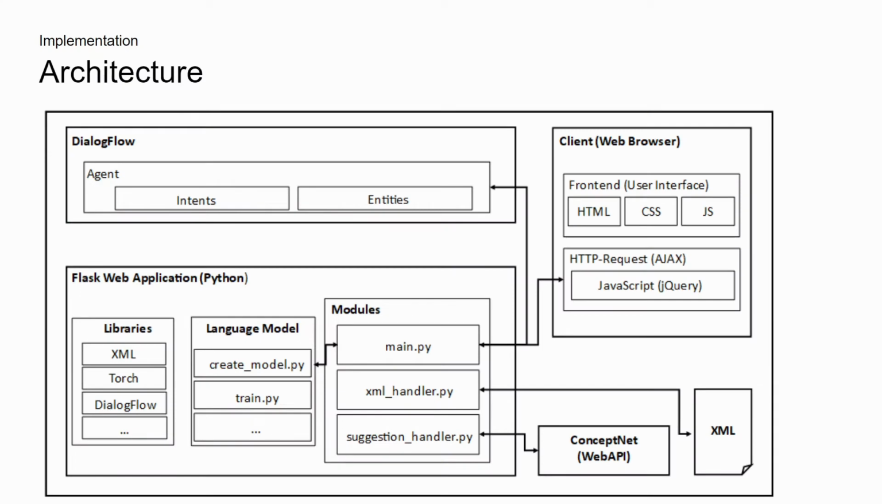Next, we'll give you an overview of the implementation. The implemented prototype was built as a Flask application in Python. It contains different libraries and it integrates the language model within our system. Additionally, it is responsible for the coordination of different components like the Dialogflow agent, the ConceptNet Web API, and the XML file. It also acts as the backend of our application and therefore it forms the interface to the frontend.